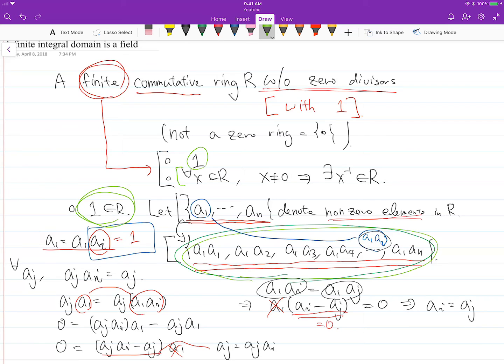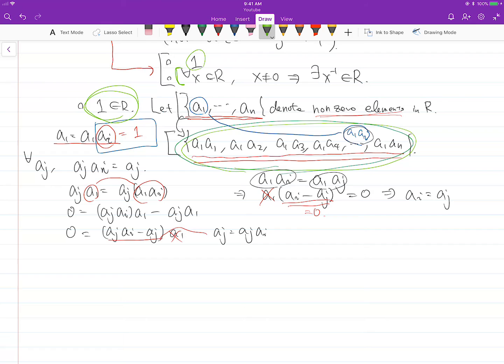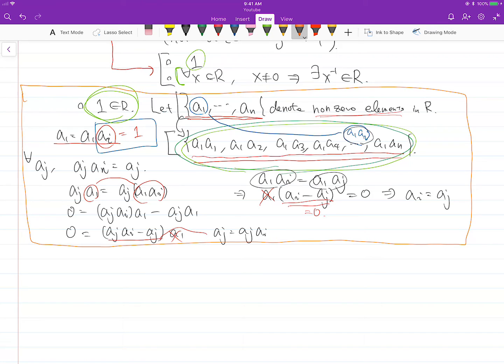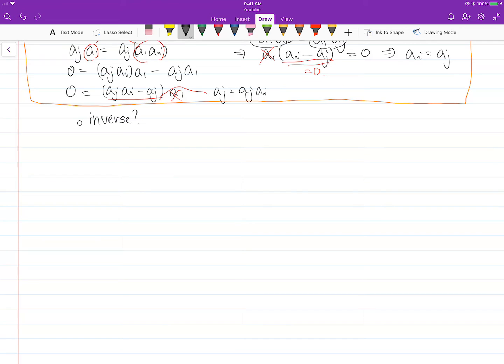Now we can move on to the second part, which is that every non-zero element in R has an inverse under multiplication. We are going to use the fact that this ring is finite again. I'm going to mark this part. The next part is the inverse, and the argument is very, very similar to the first one.